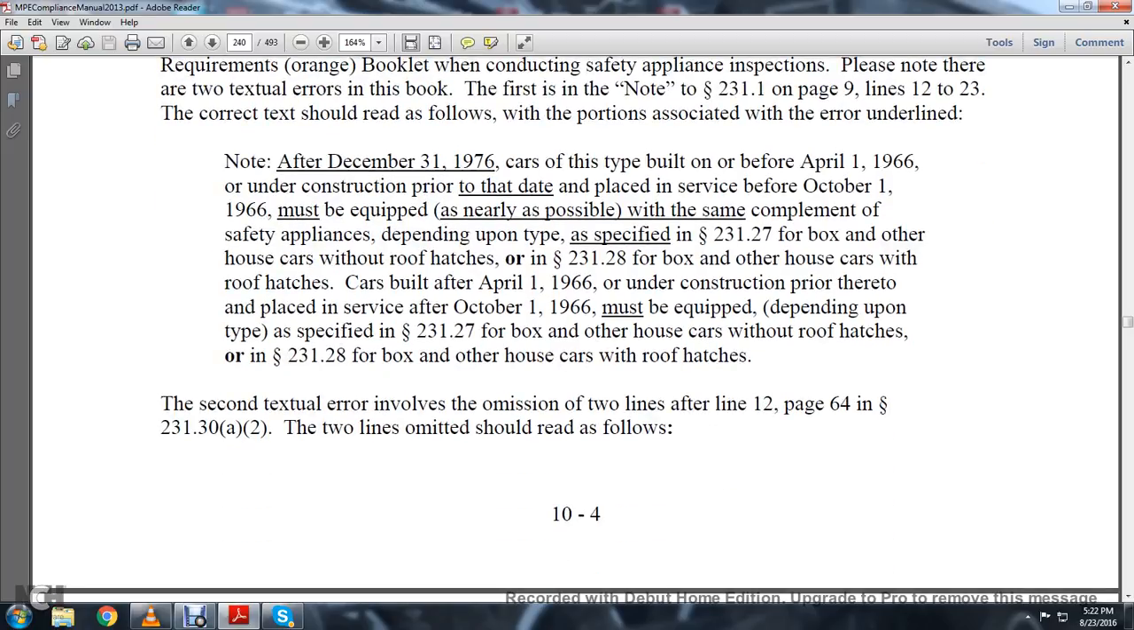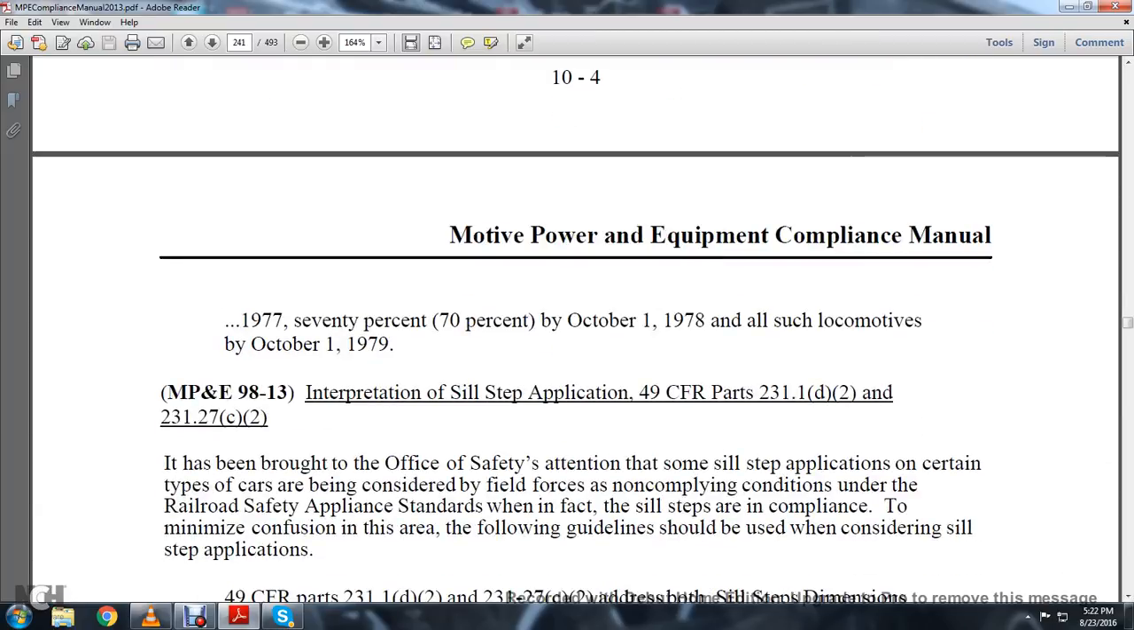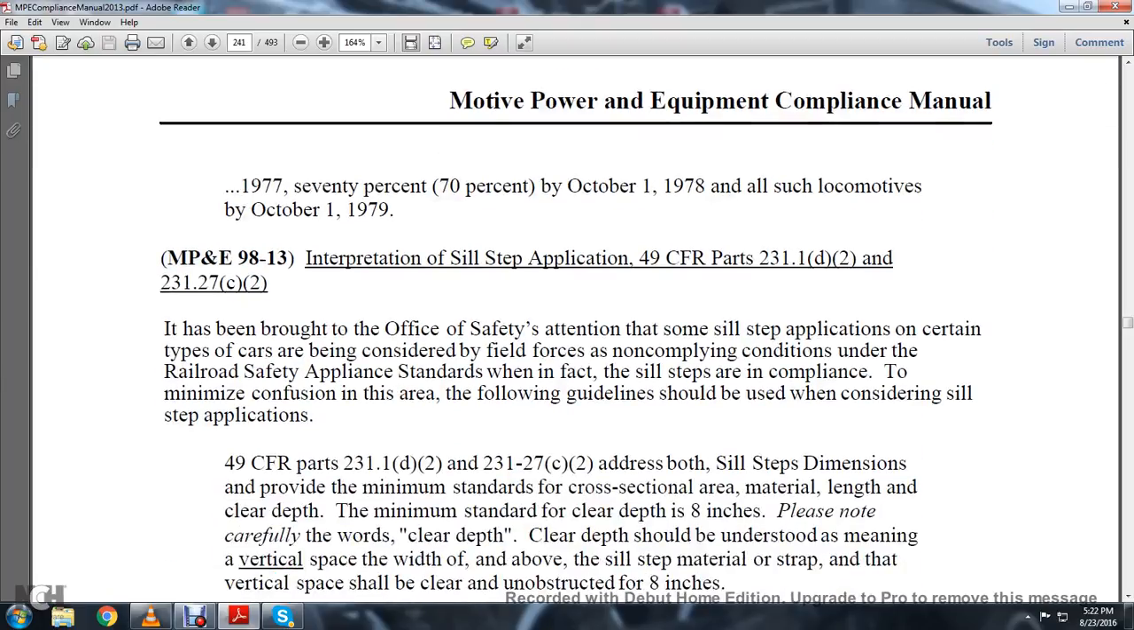The second textual error involved the omission of two lines after line 12 on page 64 of statute 231.30(a)(2). The two lines omitted should read as follows: 1977, 70% by October 1st, 1978. Also locomotives by October 1st, 1979.